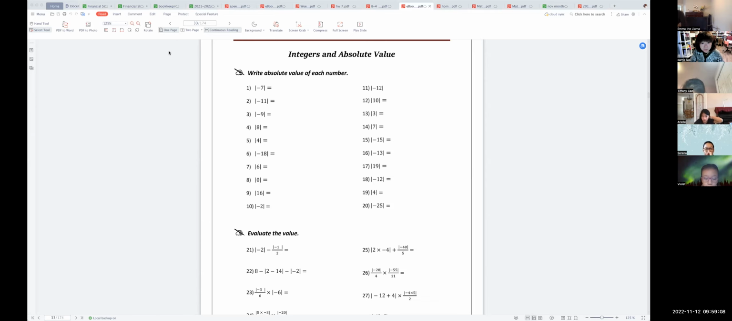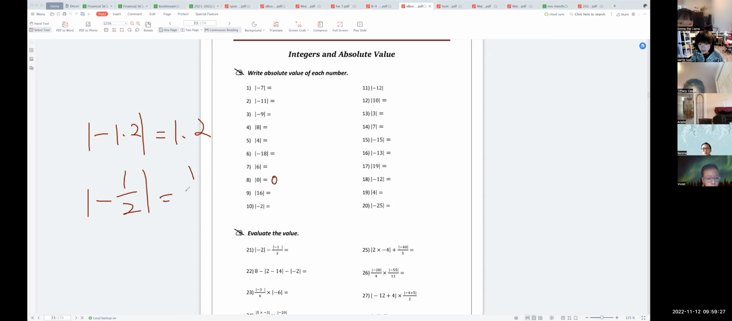So everybody, there's only one thing. I think these are very important, very easy. The only thing I want to mention is zero's absolute value is still 0, right? And absolute value doesn't necessarily have to be a whole number. It could be negative 1.2, which equals 1.2. Negative half equals half. Understand? It's not always a whole number. It could be a fraction or a decimal as well.